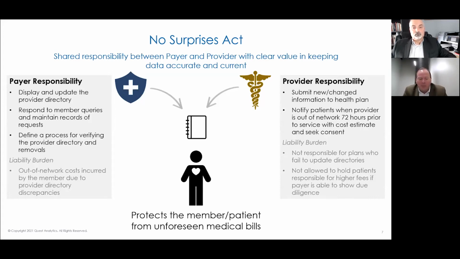So now let's change gears and go to the other side of the page and talk about the provider responsibility. Providers are now required under the regulation to submit new and changed information to the health plan. They're also required to notify a patient 72 hours in advance if they are an out-of-network provider, and give that patient the opportunity to consent to receive those services. Also, from a liability perspective, the provider is no longer responsible for plans that fail to update directory information. So if I've notified my health plan that I'm no longer practicing in their network and they fail to update that, I'm not on the hook for those fees.